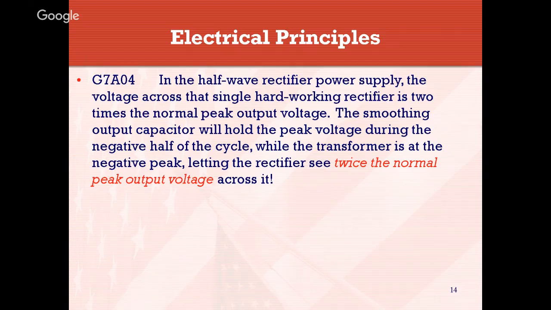As we continue to talk about the half-wave rectifier power supply, the voltage across that hard-working rectifier is two times the normal peak output voltage. So the smoothing output capacitor will hold the peak voltage during the negative half of the cycle, while the transformer is at the negative peak, letting the rectifier see twice the normal peak output voltage across it. So when it asks you the question about what is the peak inverse voltage across the rectifier in this half-wave power supply, it is twice the normal peak output voltage.